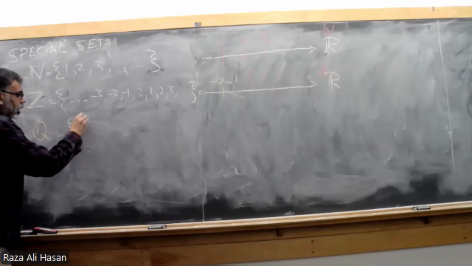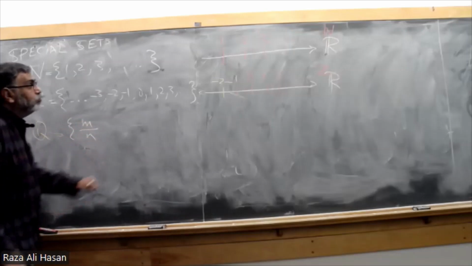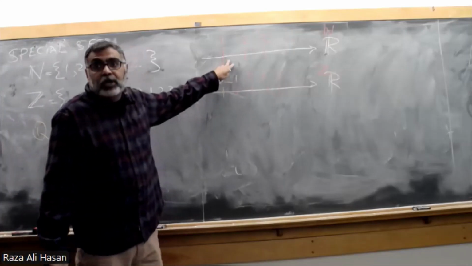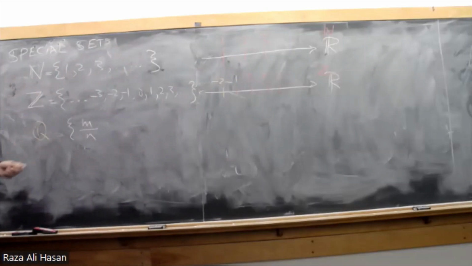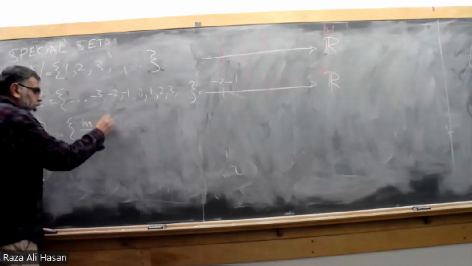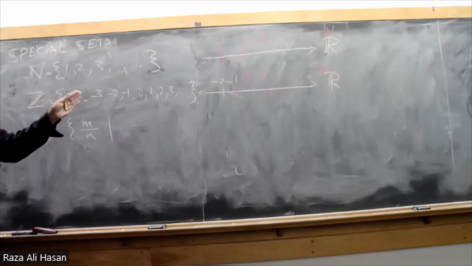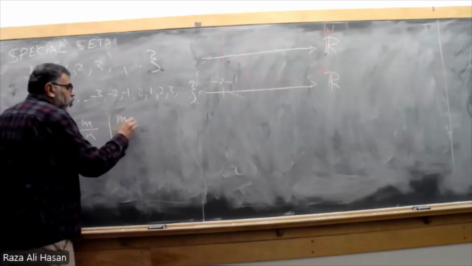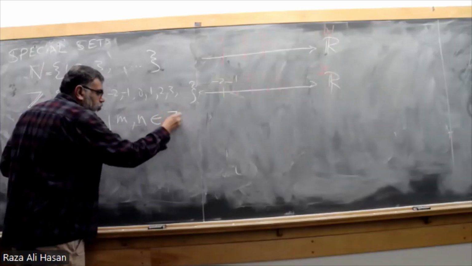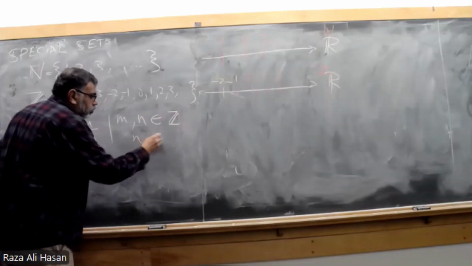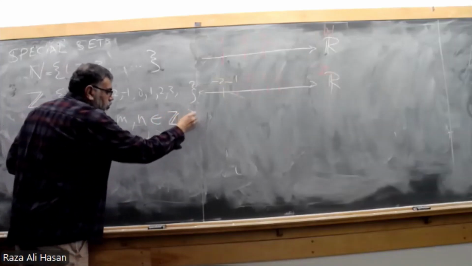And rational numbers are, how many fractions are there between 1 and 2? Infinite number of fractions. Rational numbers are fractions. So the only way we can describe that is to use that set notation. So all numbers in this set are m over n, such that m and n are integers, and n is not equal to 0.